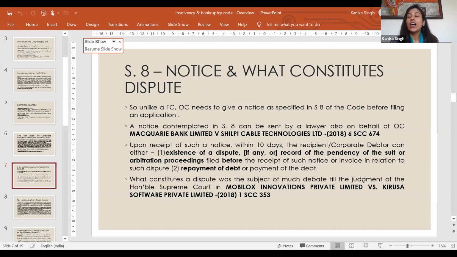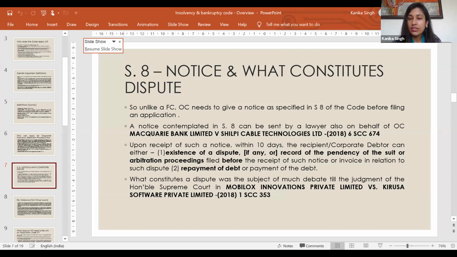notice. A notice can be sent by the lawyer, and this was clarified by the Supreme Court in the Macquarie judgment, because before that there was some confusion with the NCLT holding that a lawyer can't give such a notice. Now we can. What happens once you give a notice? This notice has to say that there's a debt outstanding, or it can be in the nature of an invoice.